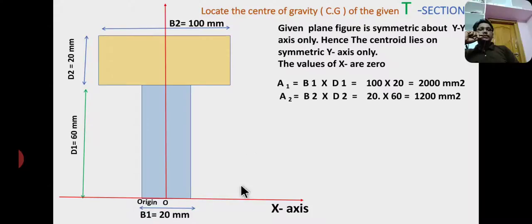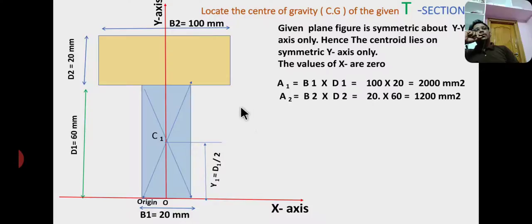Now this is the x-axis, this is the y-axis. Now I am drawing the diagonal lines to locate the individual centroids. C1 is the centroid of the bottom rectangle. The centroid lies where its diagonals meet each other. Therefore C1 is the location of the centroid for the bottom rectangle at a distance of y1 from the x-axis, that is y1 equals half of the height. That means y1 equals d1 by 2.